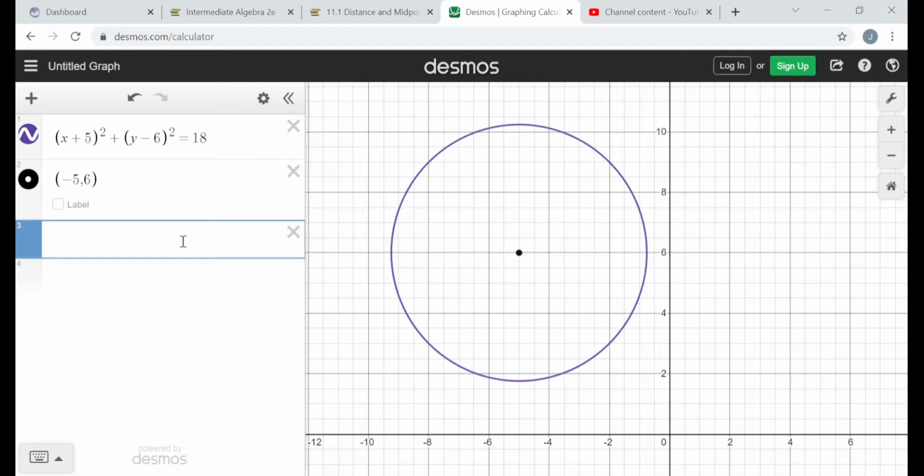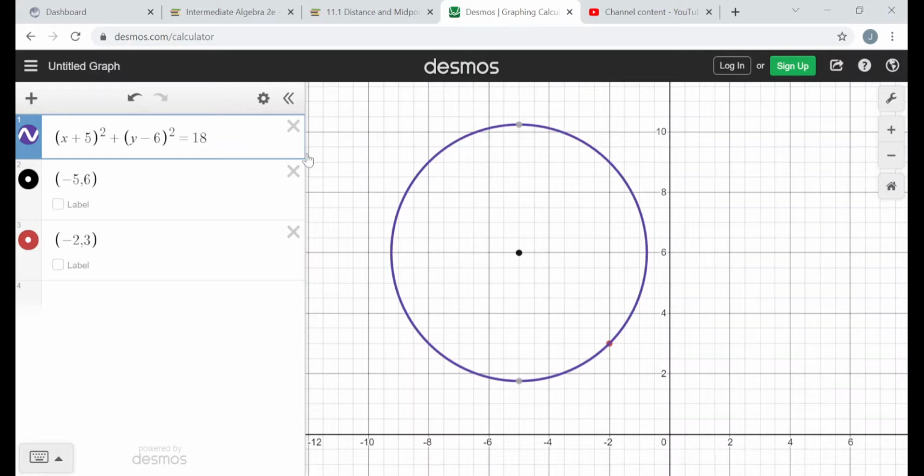And they told us that the point negative 2, 3 was on this. And look at that. Right? I put the point negative 2, 3 up, and it's definitely on this purple circle. Right? And the distance between this point and the center is 3 times the square root of 2. Right? It's the square root of 18. It's 4 point something. Right? 4 point something.